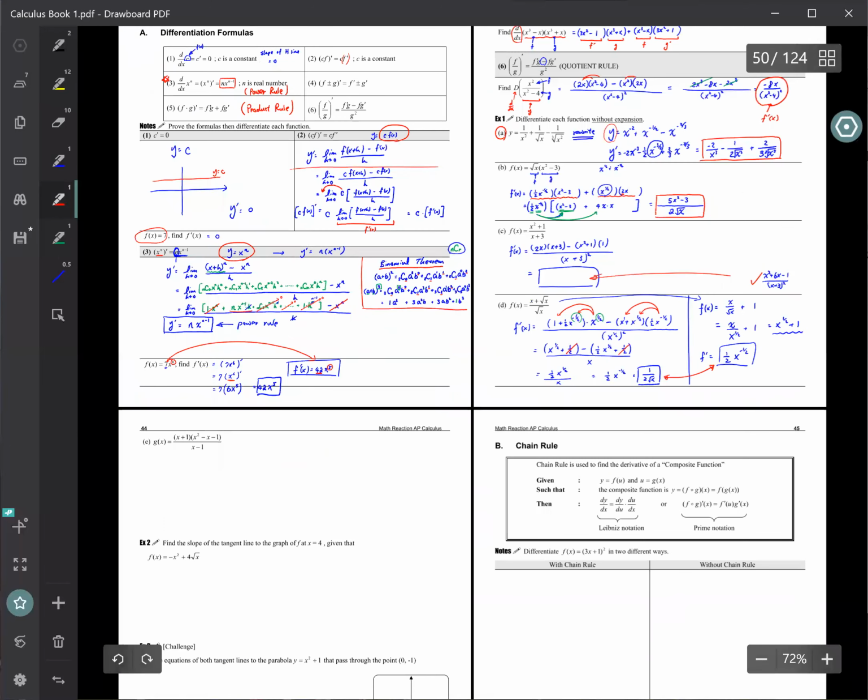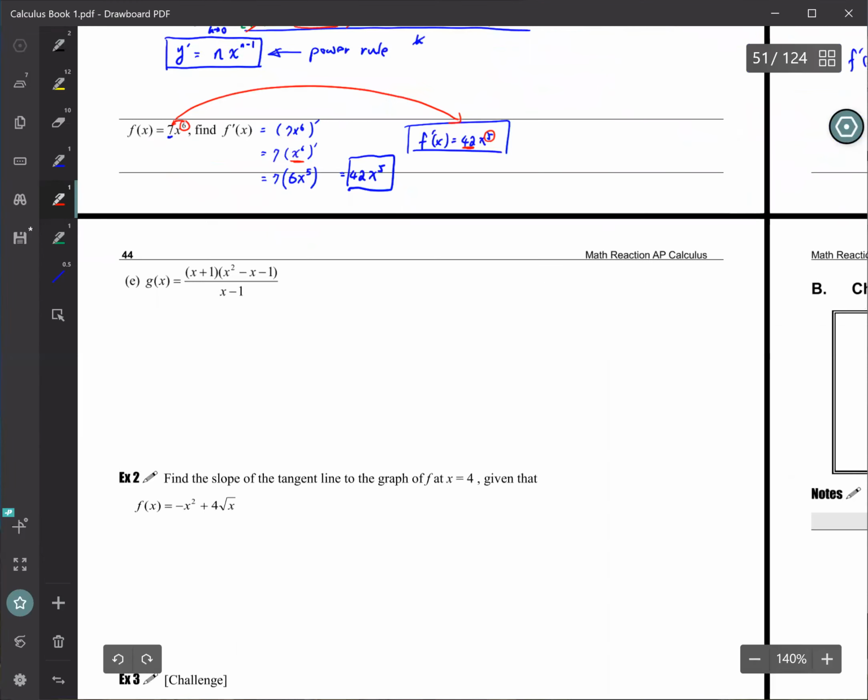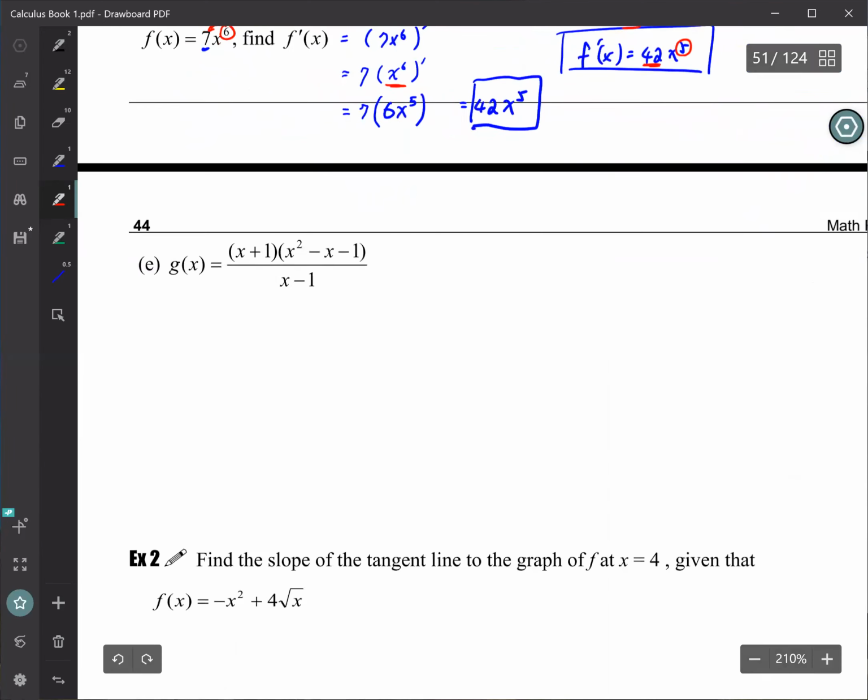The next question, I don't want you to simplify. I just want you to apply the quotient rule and then just leave it as it is. Do the first step. And as you can see here, inside the quotient, there's a product. So this is a good practice for you to think about how we can apply the product rule while using the quotient rule.